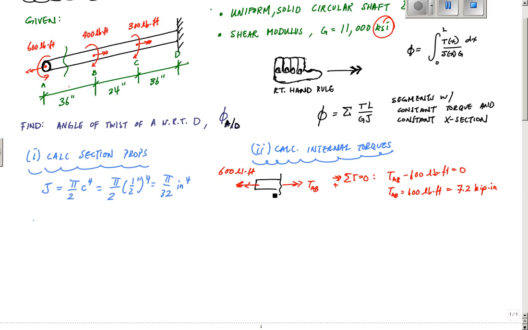Now I look at segment BC. So this was segment AB, and then segment BC here.